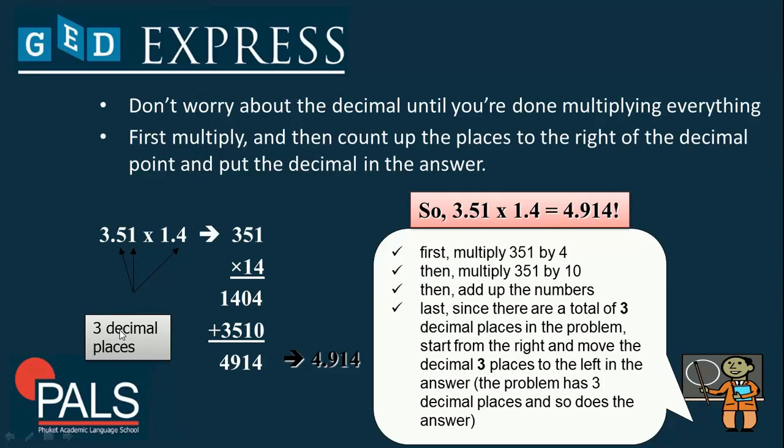And since there are 3 decimal places on this equation, you will just count from here to your left 1, 2, 3. So the answer will be 4.914. It's very simple. So first we multiply 3 by 1 by 4 like what I mentioned, and then multiply it by 10. Then add up the numbers, and last, since there are a total of 3 decimals, you begin by moving to your left after the end of the number.